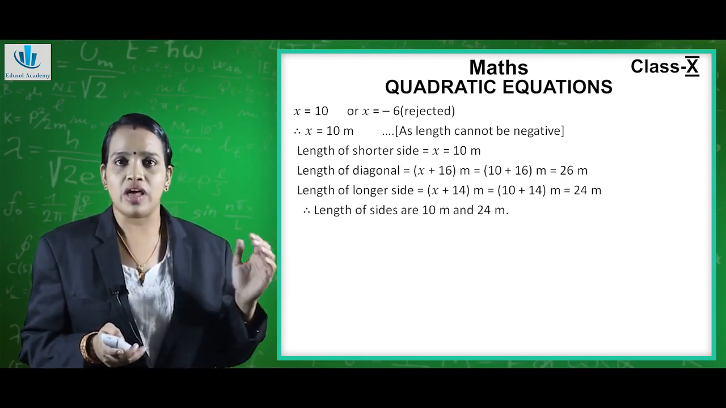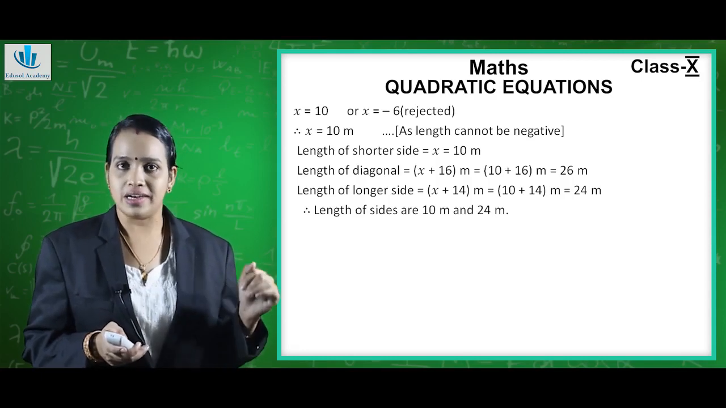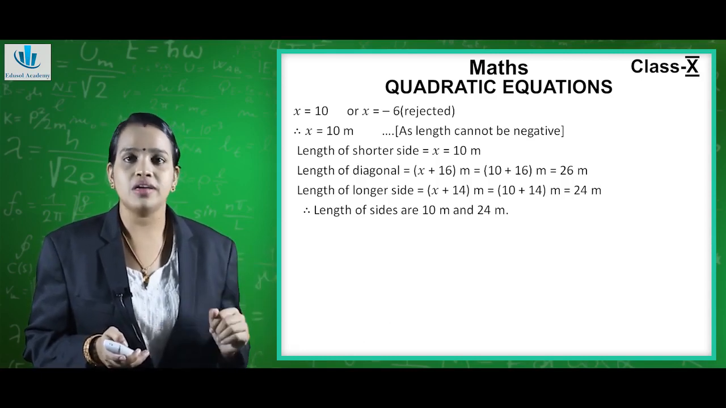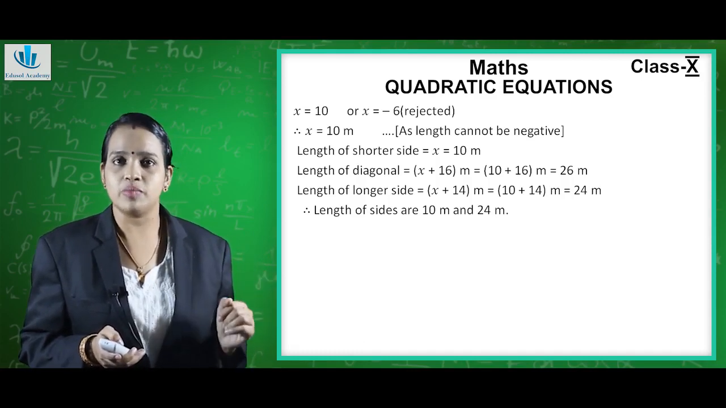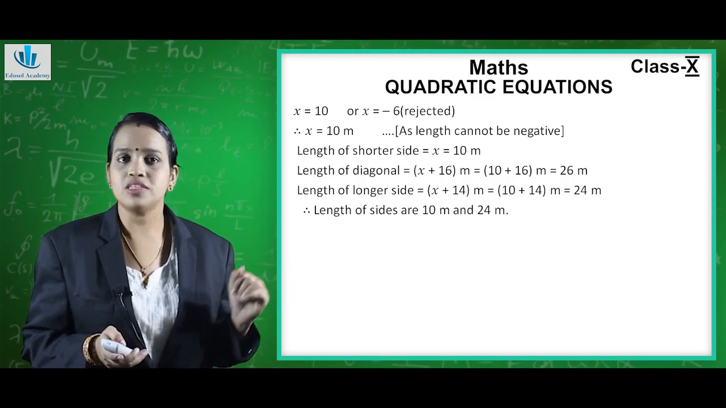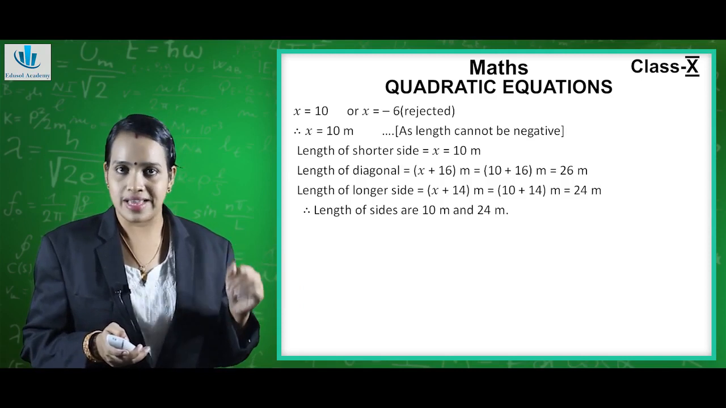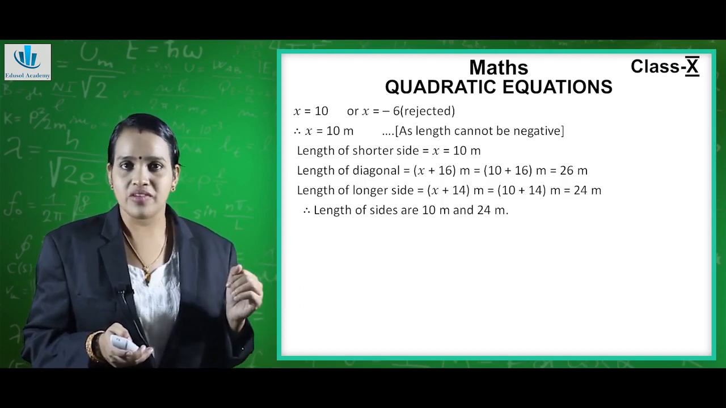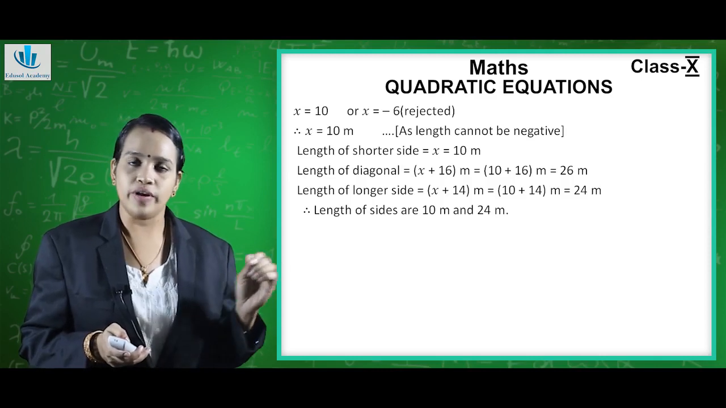Now we can put the value of x over here. So the length of the shorter side, that is x, is equal to 10 meter. Length of diagonal is equal to x plus 16 meter, that is 10 plus 16 meter equal to 26 meter. Now length of longer side is x plus 14. Here we can put the value of x. So it becomes 10 plus 14 meter equal to 24 meter.